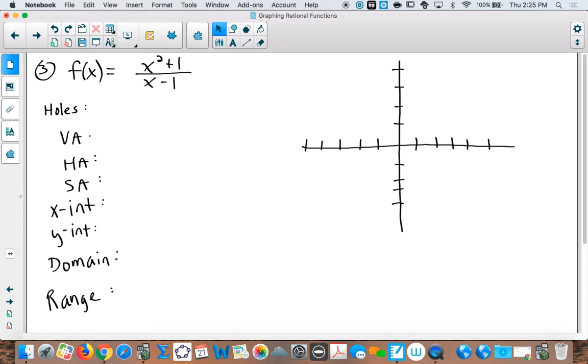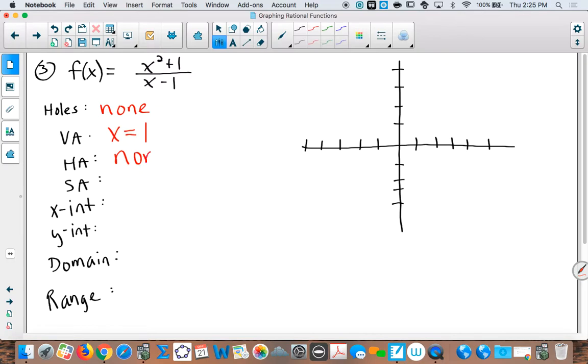Alright, let's take a look. Is there anything that can be factored? No. X squared plus 1 cannot be factored. No holes, right? Who can give us the vertical asymptote? X equals 1. Horizontal asymptotes? None, right? Because the top degree is bigger than the bottom degree.